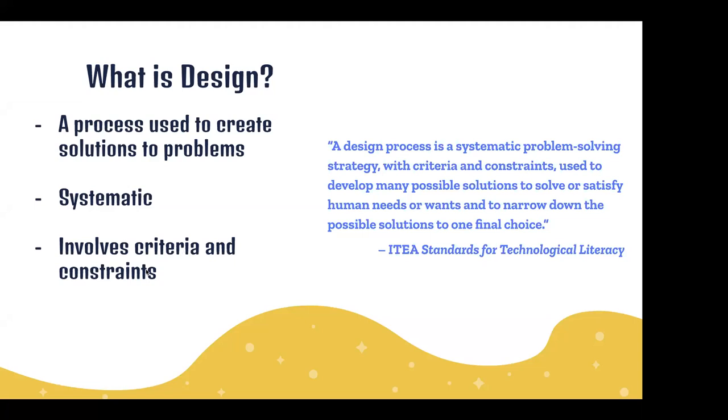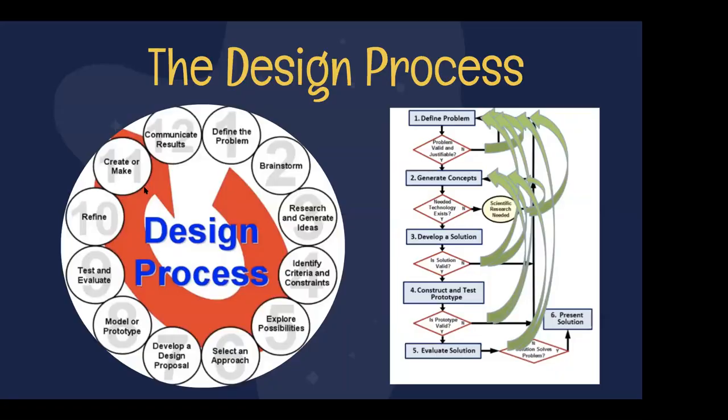What does it mean by criteria and constraints? Your rule book, how heavy your robot can be, how big your robot can be, all that sort of stuff, and how much time you're given. Systematic, meaning we follow a cycle. So this is the design process.